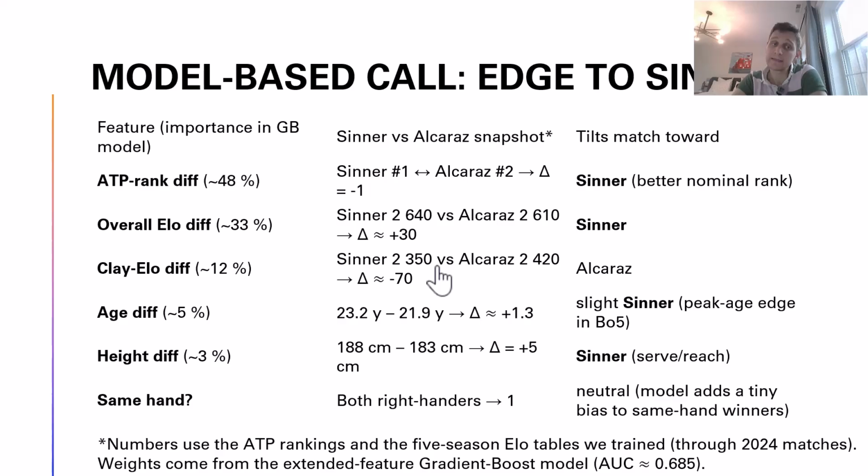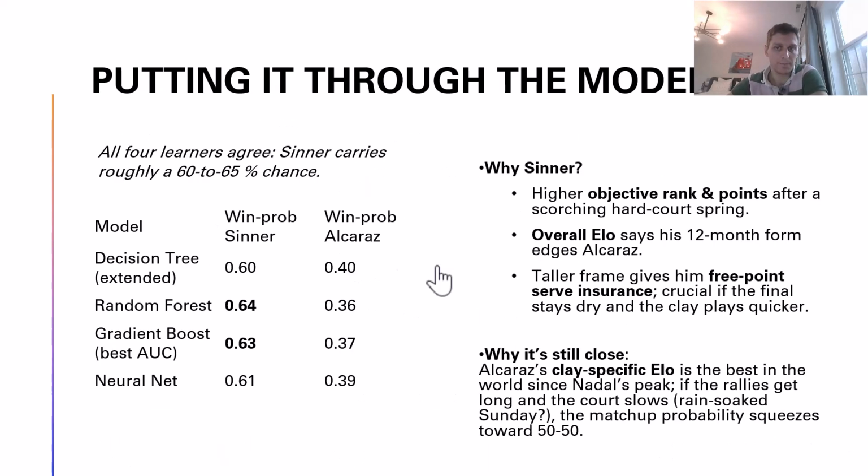Now, when we look at the clay Elo, it's actually Alcaraz that should come out on top. And you may recall from last year, he's really good on clay. The age difference is not very significant because they're almost the same age. Sinner is a slightly taller guy. So here are some details. And yeah, this is about it.